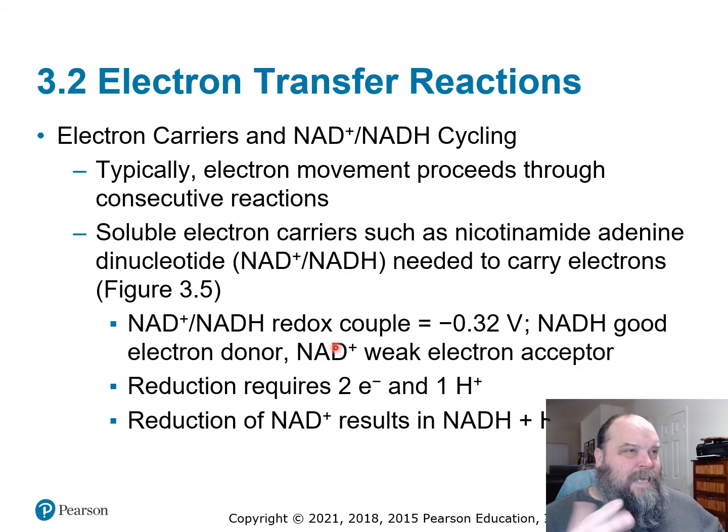And NAD is a kind of weak acceptor, which is why you need to have an enzyme there helping it along. It's not just going to pick up a stray electron, like on the previous slides when we were looking at that table and they listed in there iron, ferrous iron. Yes, iron will take up an electron that just happens to be coming by. NAD won't. So it needs an enzyme to help it out.